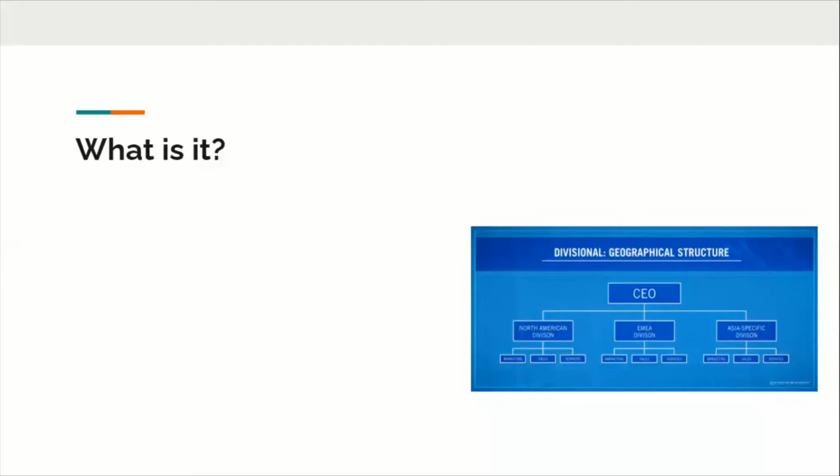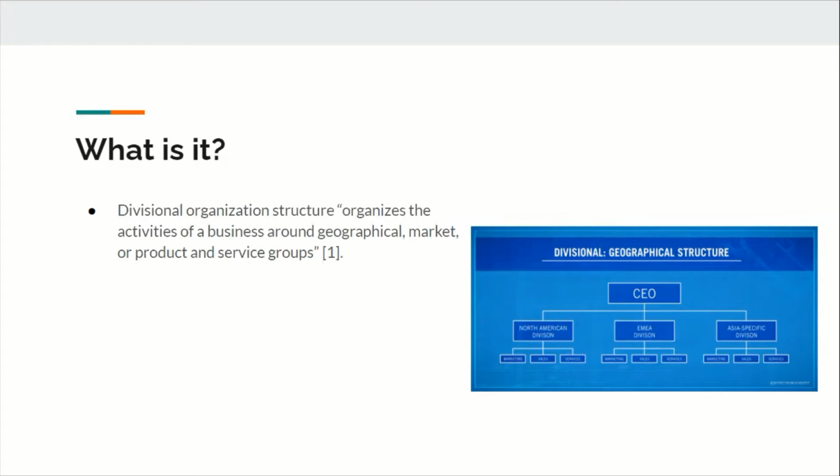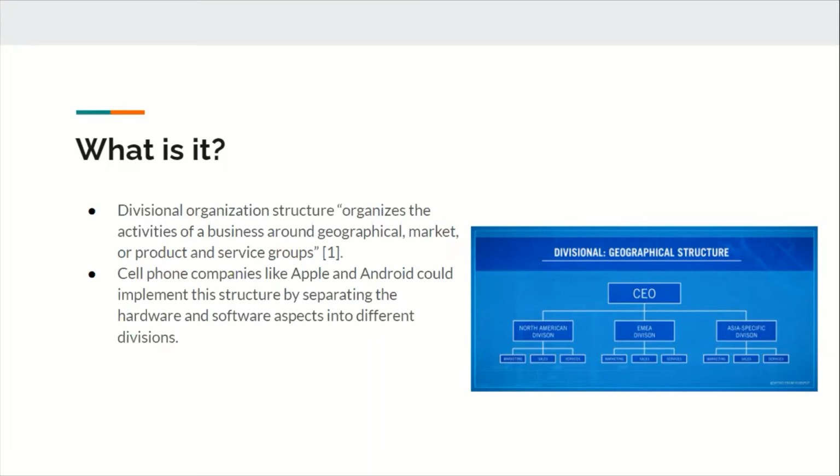So, what is divisional organization? According to one source, the divisional organization structure organizes the activities of a business around geographical, market, or product and service groups. In other words, divisional organization is a way of breaking a company into smaller divisions based on the needs of the company. Take, for example, a large cell phone company like Apple or Android.